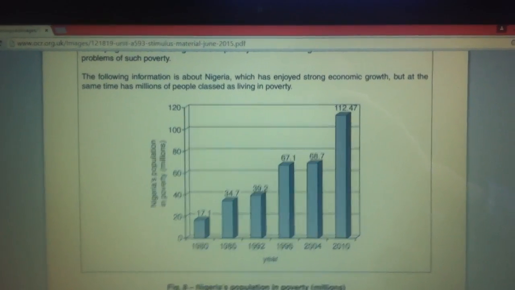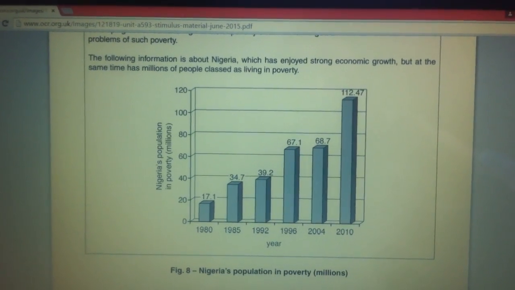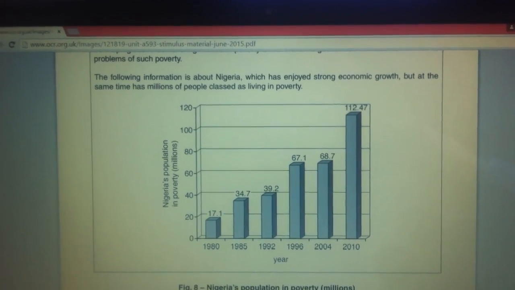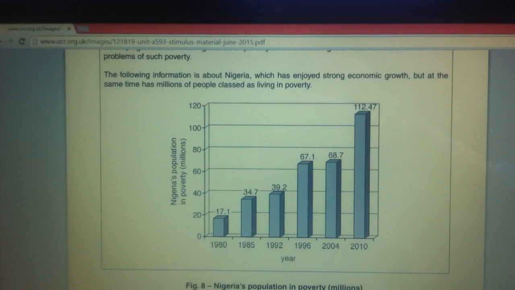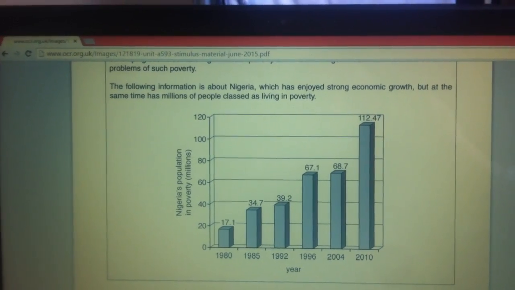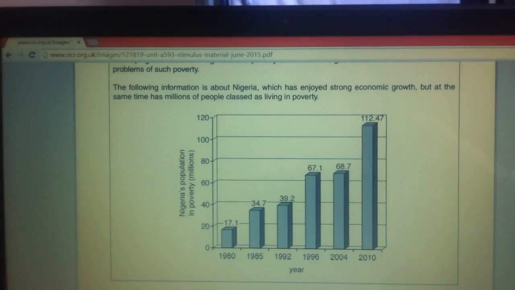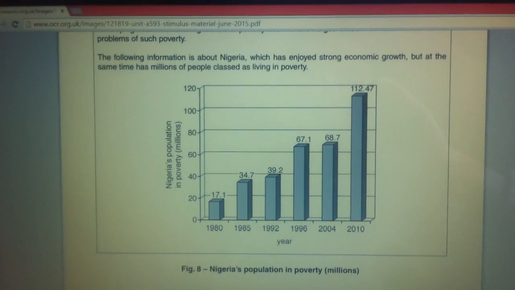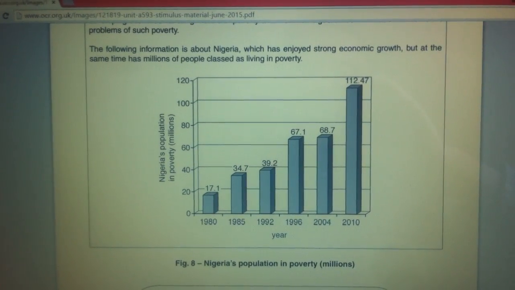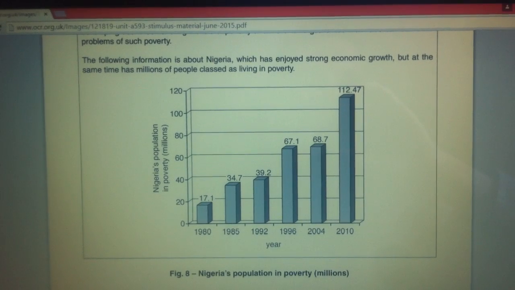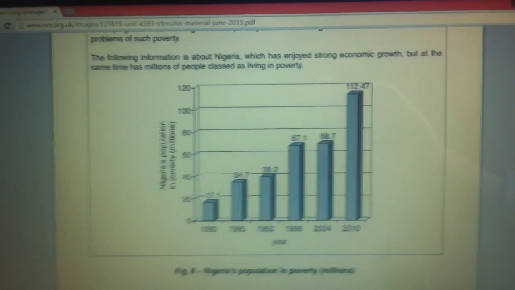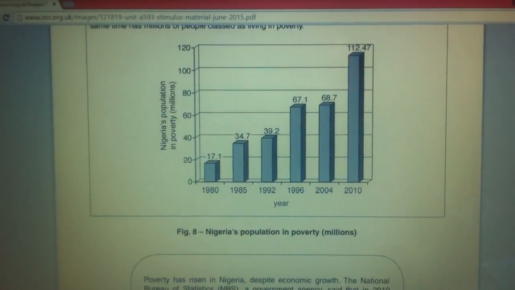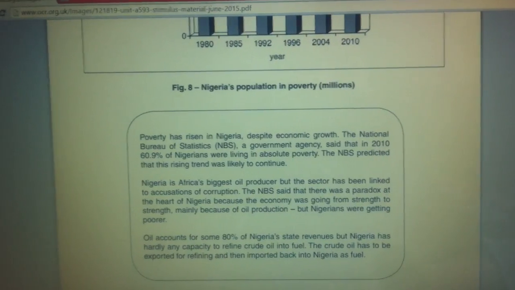So if you were going from 1980 to 2010, you'd have to work out the difference between 17.1 million and 112.4 million, and then whatever that number is, divide it by 17.1 million and times by 100 to get your percentage change. Obviously it depends the way you're taught to calculate your percentage changes, but that's one way of doing it. Okay, so let's move on. So the next figure 9 follows on from that.